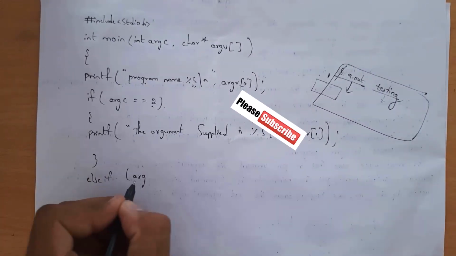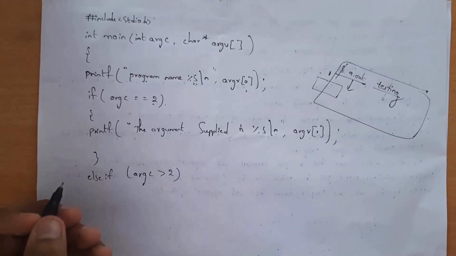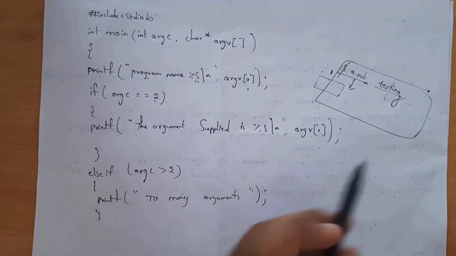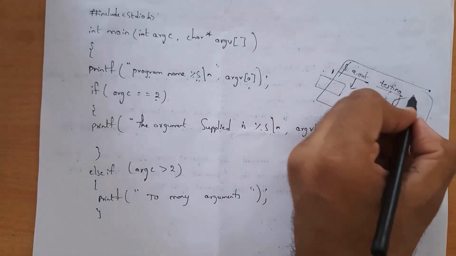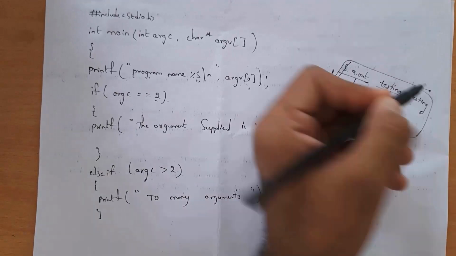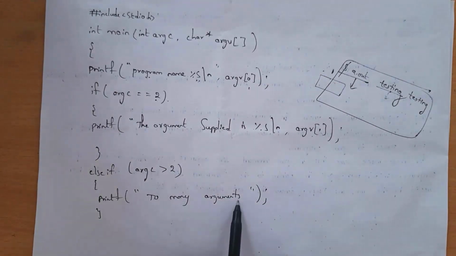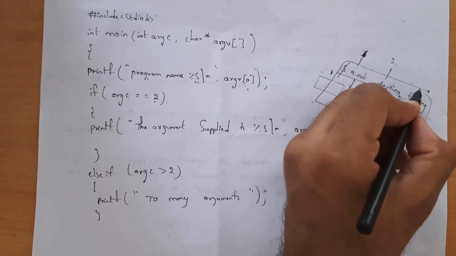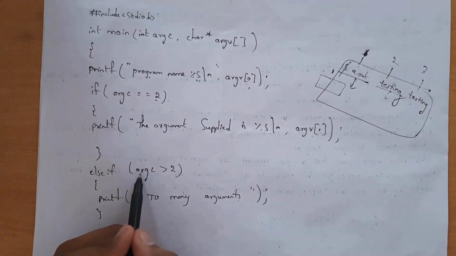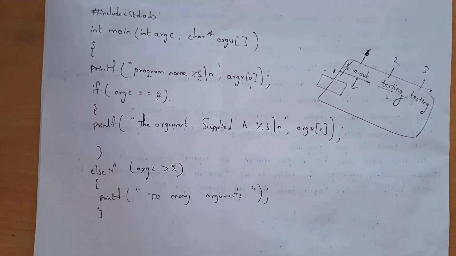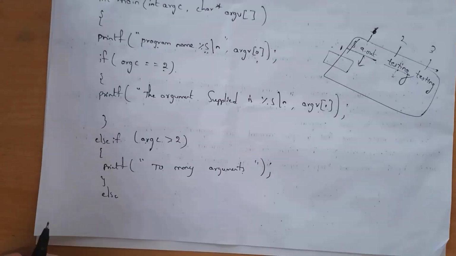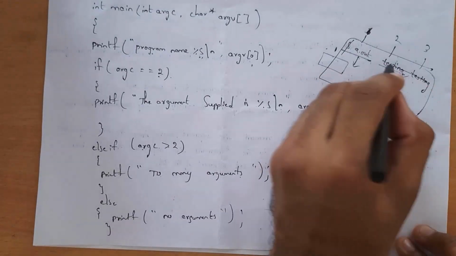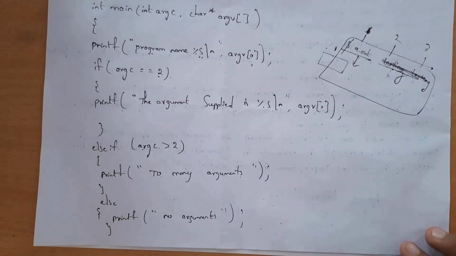Next, else if argument count is greater than 2, that means if I pass multiple arguments, then I will get output as printf too many arguments. For example, if I pass this same argument again, that is if I pass testing again, then I will get output as too many arguments, because for the program name count will be 1, and for this argument count will be 2, and for this count will be 3. So the condition is, if argument count is greater than 2, I will get output as too many arguments. Next, else if I do not pass any arguments, then I will get output as printf no arguments. For example, if I do not pass any arguments, then I will get output as no arguments.